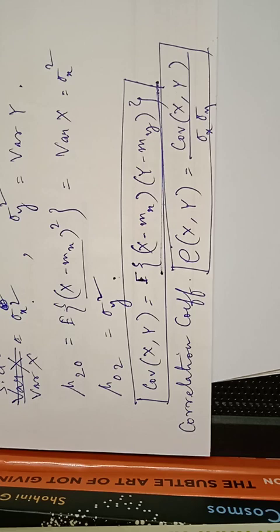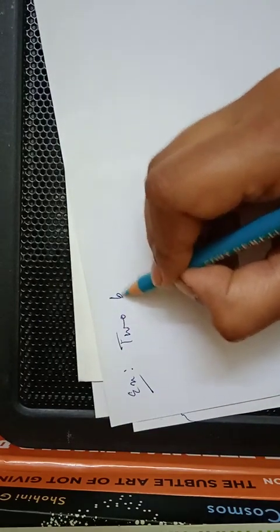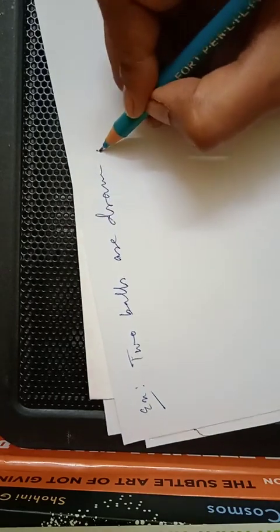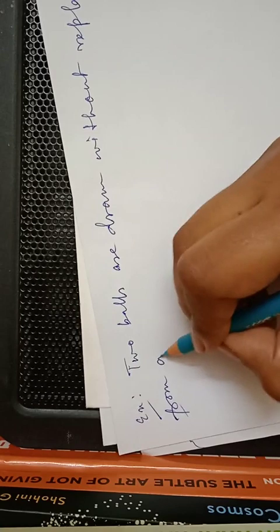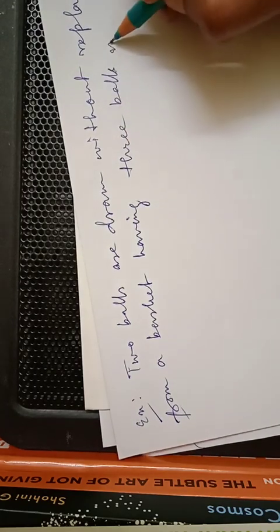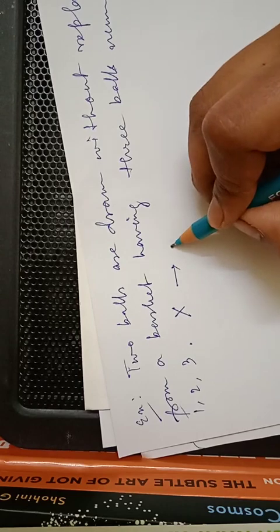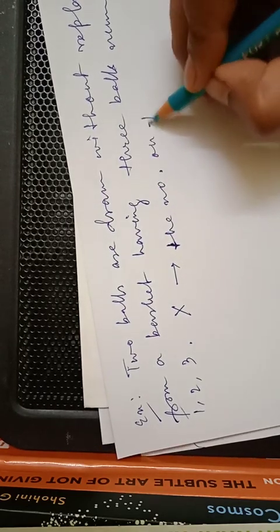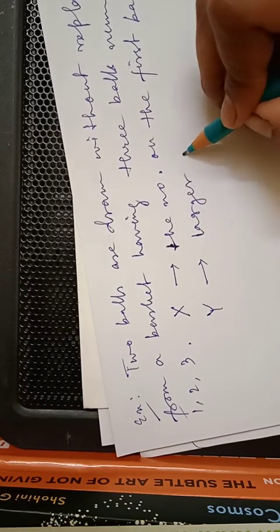Okay, now let's solve one example, that is, how to calculate the covariance or the value of rho. So let's take one example for the discrete case. Now the example says that two balls are drawn without replacement from a basket having three balls numbered 1, 2, 3. Let x be the random variable denoting the number on the first ball, and y be the random variable denoting the larger of the two numbers drawn.